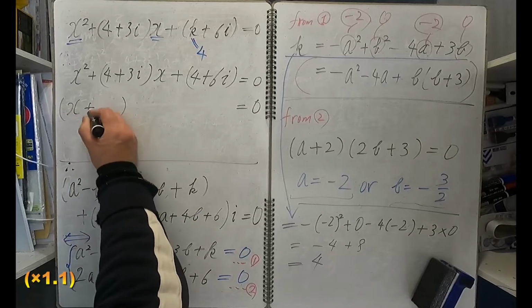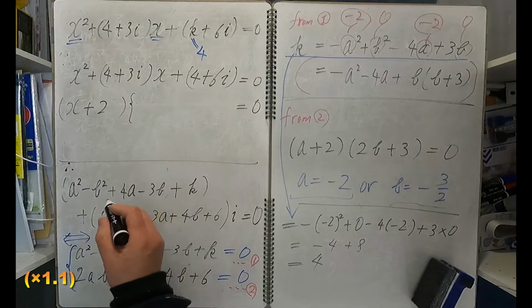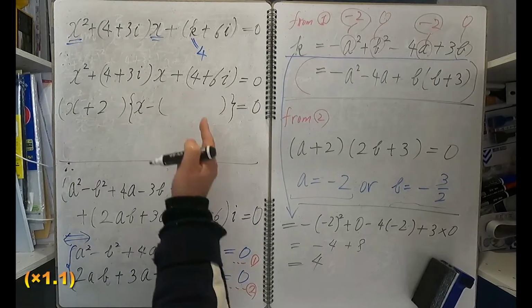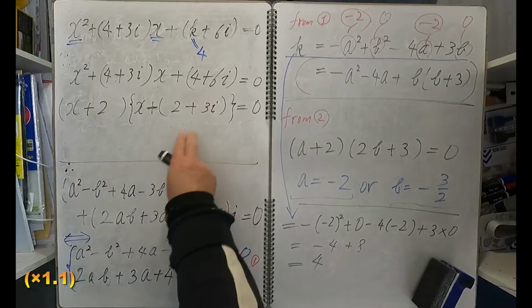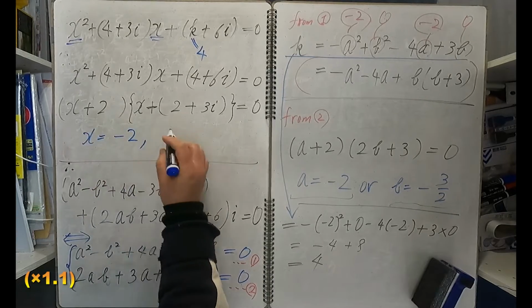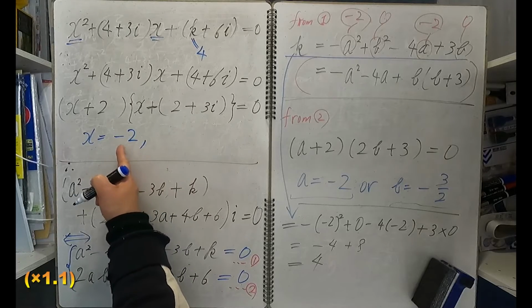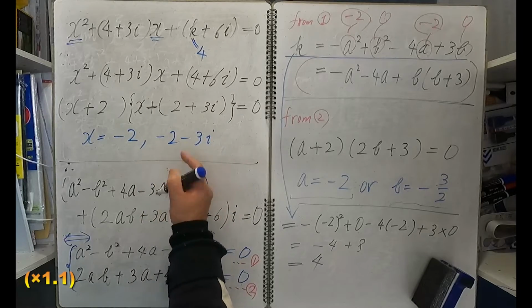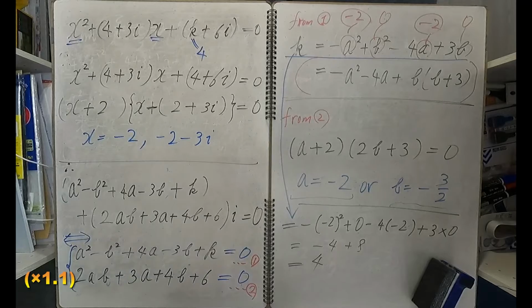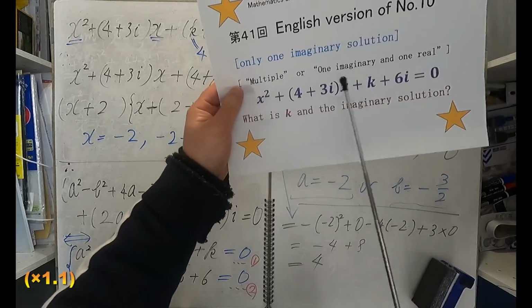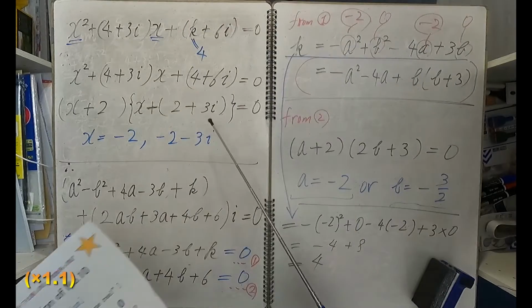That means we factorize to this. Okay? 2 plus 1. Yeah, okay. We got this. That means x equals the real solution minus 2, and also the imaginary solution minus 2 minus 3i. So it fits this problem, okay? This has one imaginary and one real solution.